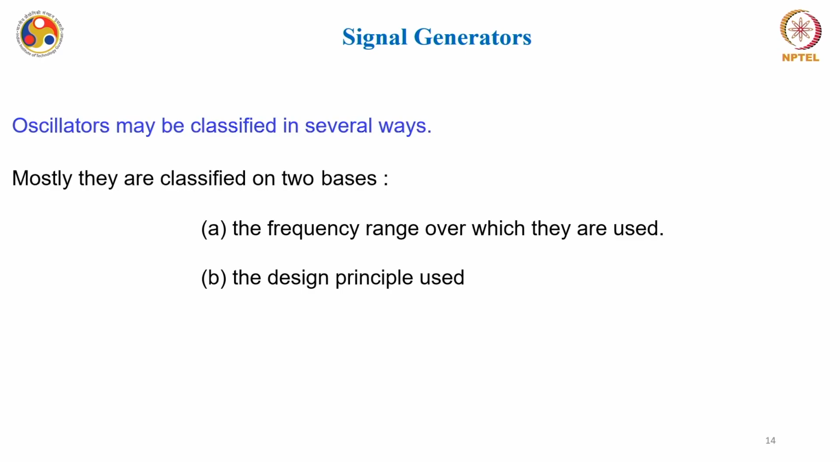These oscillators are classified in several ways, but there are two main ways of classification. First is the frequency range over which they are used, and the second way to classify them is on the design principles on which these oscillators are built.